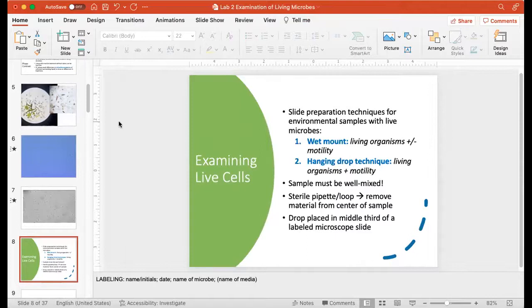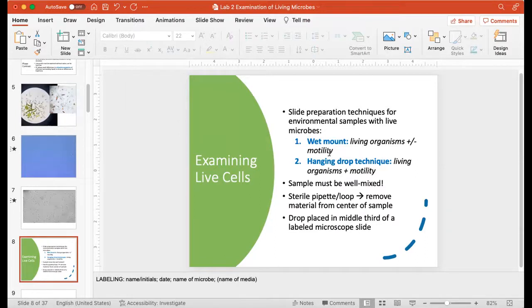So let's talk for just a minute about how you make a wet mount and how you make this other kind of slide called a hanging drop slide. These are two different types of slides that we would prepare. And the purpose for making a wet mount, the purpose for making a hanging drop, is because we're looking at living cells and we're trying to figure out if they're motile.